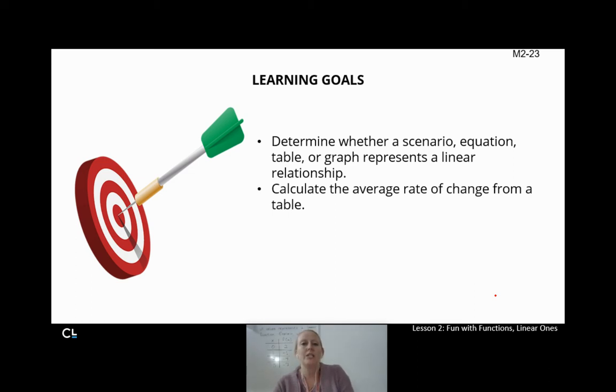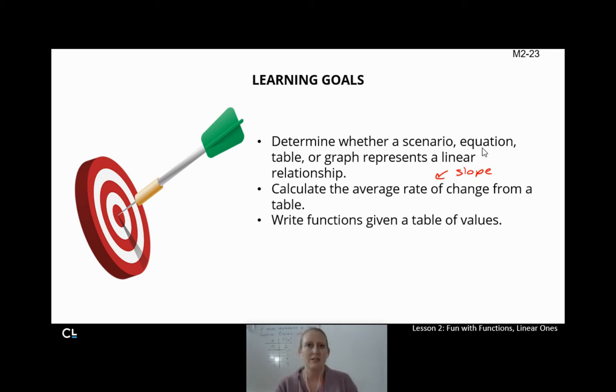We are also going to continue calculating the average rate of change from a table. Please remember, average rate of change is code for slope. Just like we did on the warm-up, we're going to be doing that with tables. And we're actually going to dig a little deeper. We're going to write functions given a table of values. If you have a table and you're like, hey, that's linear, can you write a function from it? Because I think you can.